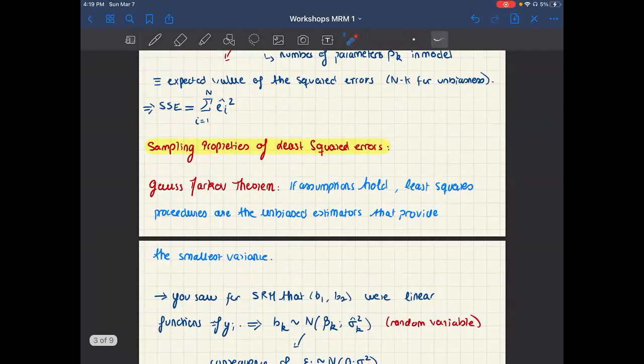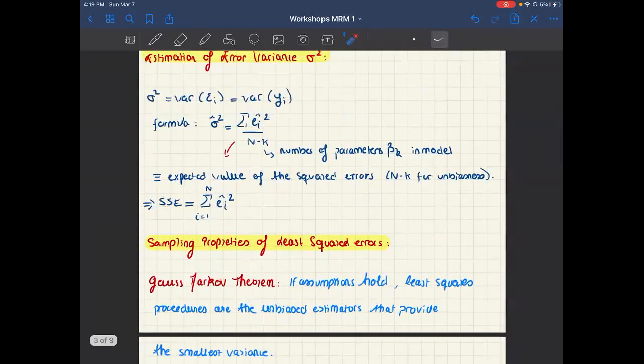Following that, we want to look at the sampling properties of the least squares estimators, and notably, we want to see the distributions of B1, B2, up to BK, because these are random variables depending on our sampling and our observations. Whenever we try to estimate B1 up to BK, we might get different values. So we want to know what are the distributions of that.